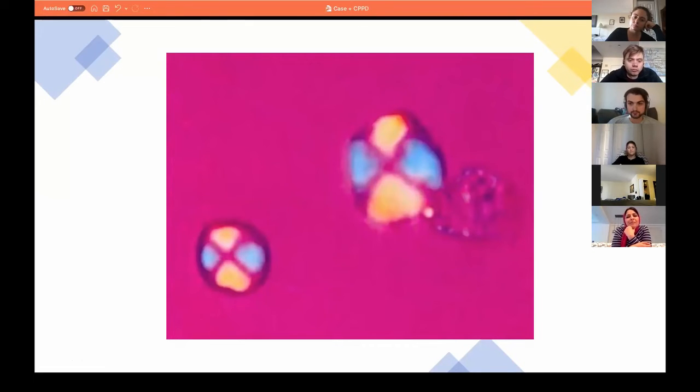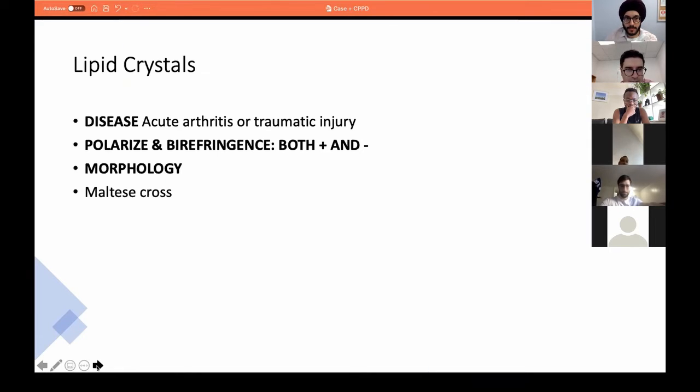First, is it polarizable or not polarizable? We have blue, we have yellow, so it looks like polarizable. And what about the feature? How would you describe the morphology here? Multi-sclerosis, right? Acute arthritis, traumatic injury. So think about trauma, think about fractures when you see these lipid crystals.